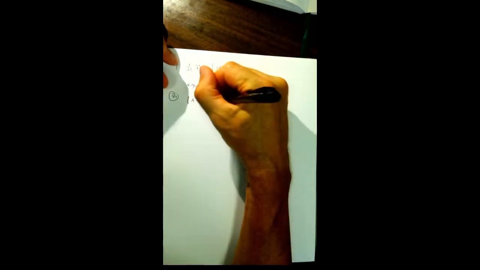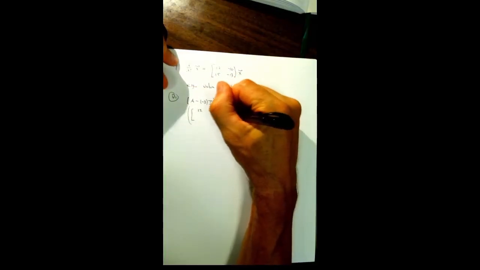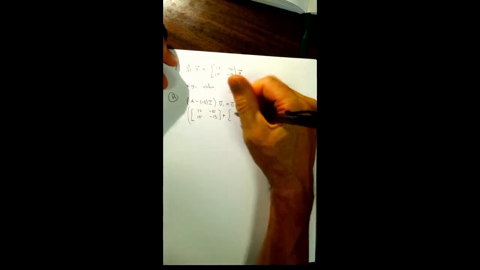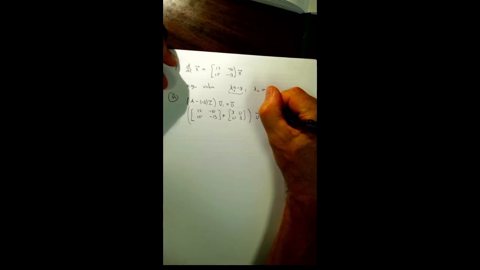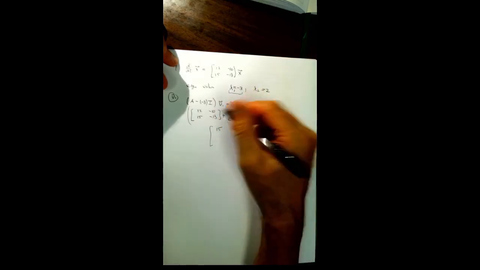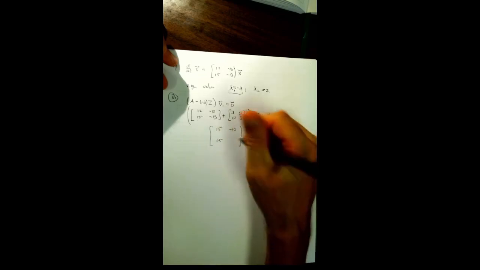So I'm using this. For v1, my lambda is minus 3, so A minus lambda I times v1 is the 0 vector. So this is going to be 12, minus 10, 15, minus 13, minus minus 3 times the identity, which is 3, 0, 0, 3, times v1 is 0. So 12 plus 3 is 15. Minus 10 plus 0 is minus 10. 15 plus 0 is 15. Minus 13 plus 3 is minus 10.